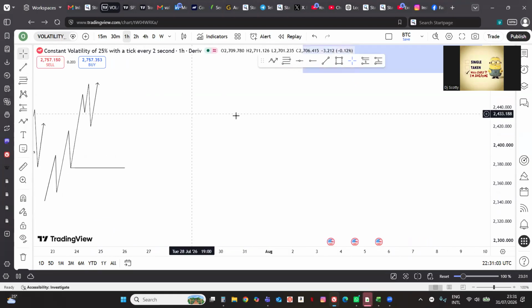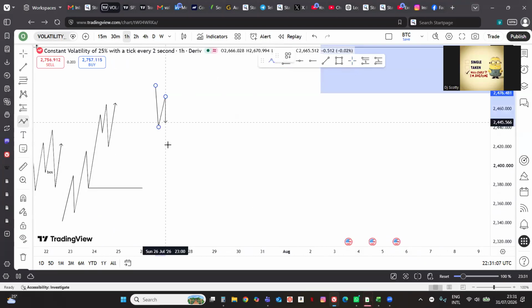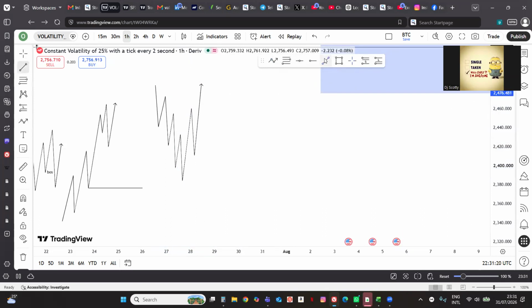So the same thing applies for a sell, where you have lower highs and lower lows, lower highs and lower lows, lower highs and lower lows. Then this here becomes your break of structure. And you want to see an inducement and another break of structure. So this here is our break of structure. This here is our break of structure.